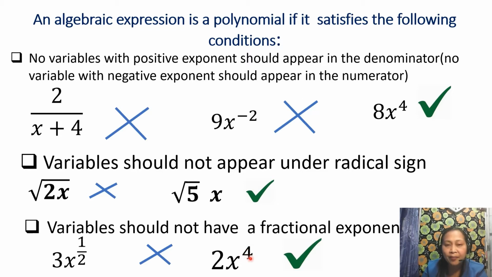So always remember that an expression is a polynomial if no variables with positive exponents appear in the denominator, no variable with negative exponents appears in the numerator, variables do not appear under radical sign, and the last one, variables do not have a fractional exponent.